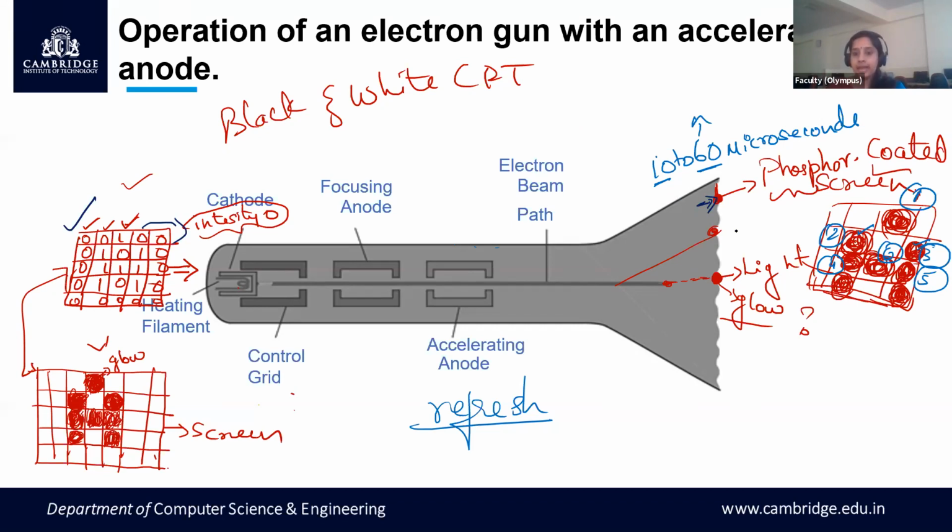Now, the beam will again collide on these particular positions. Now again, I'll get glow. Now again, it will come. This is the refresh rate. I'll keep calling the same program to display the same image. Is that clear? Yes, ma'am.